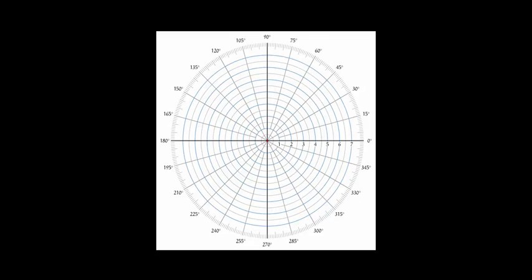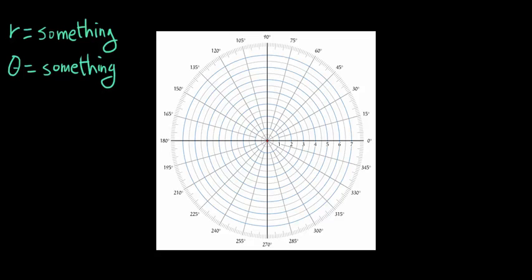Today I want to look at two basic types of polar equations, specifically r equals something and theta equals something, and show you how to graph those. Let's start with r equals something.